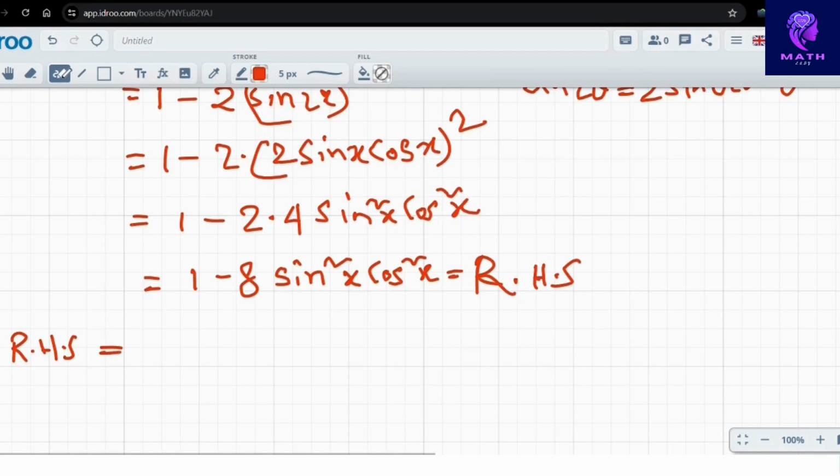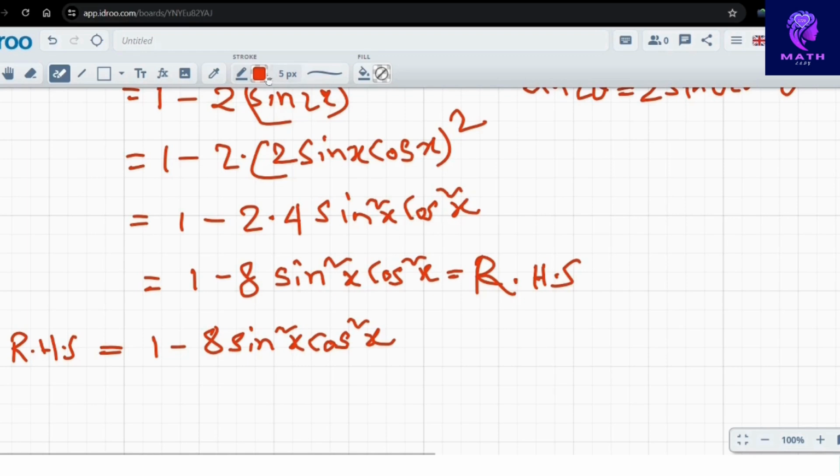Now, another way is from right hand side to left hand side. So what is the right hand side? Right hand side is 1 minus 8 sine square x cosine square x. So actually there is an easy trick. Whatever the way from left hand side to right hand side, if you just follow the backward process, you will get the way to prove. I mean the different way to prove, that is right hand to left hand.